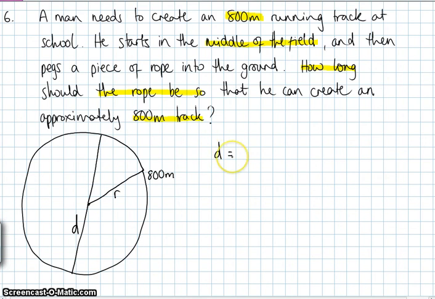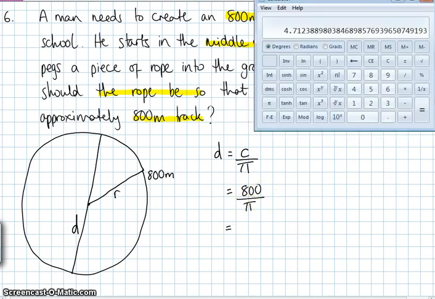D equals, remember we're going from a bigger number to a smaller number, so it's the circumference divided by pi, which equals 800 divided by pi, which is 254.6.